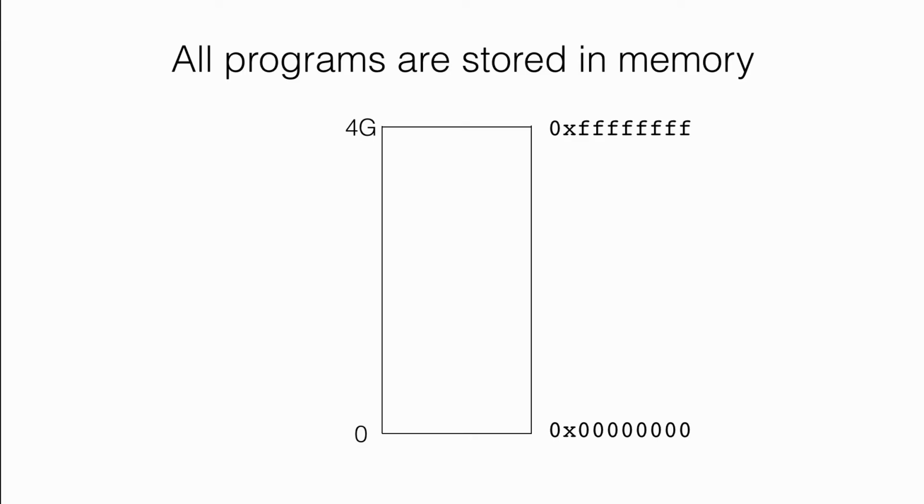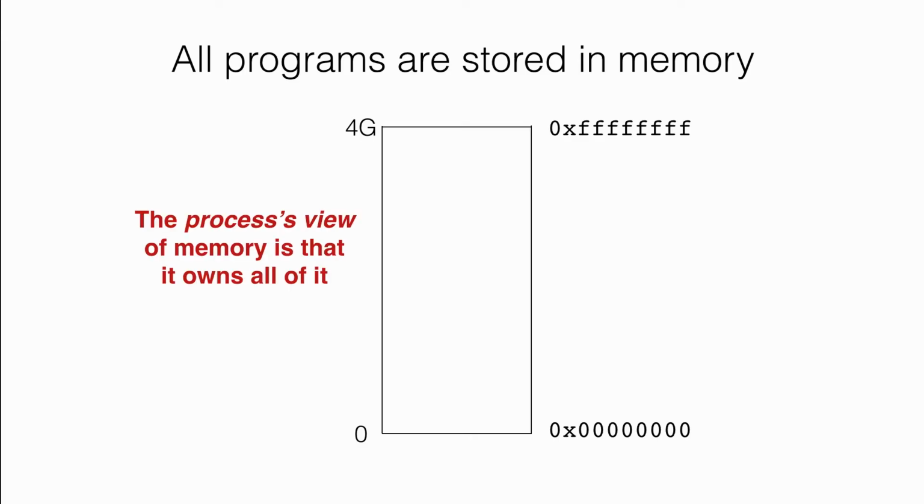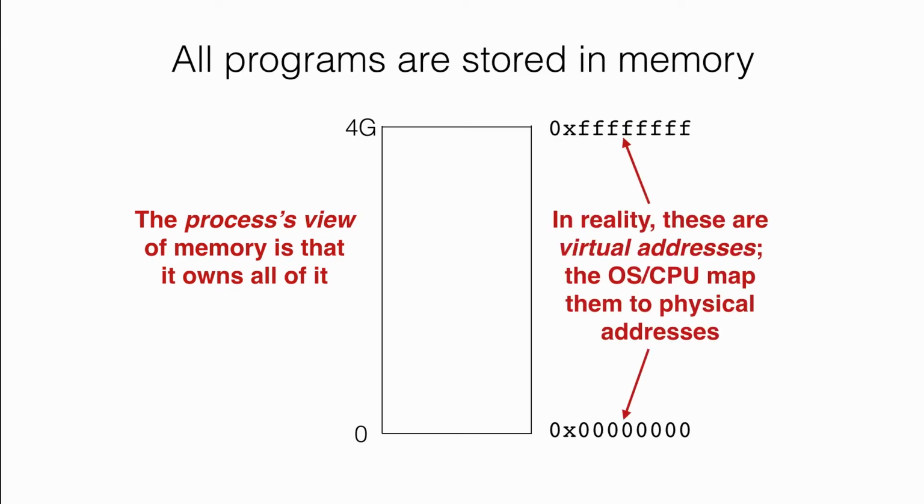At the bottom is address 0, the lowest address, and at the top is the address at 4 gigabytes, which is the highest address on a 32-bit system. The process's view of memory is that it owns all of it. As far as it can tell, it's the only program running on a system. In reality, these are virtual addresses that the operating system and processor map to actual physical addresses for the memory on the machine.